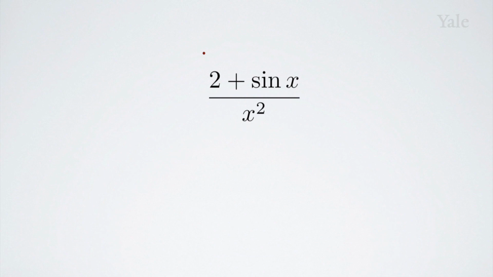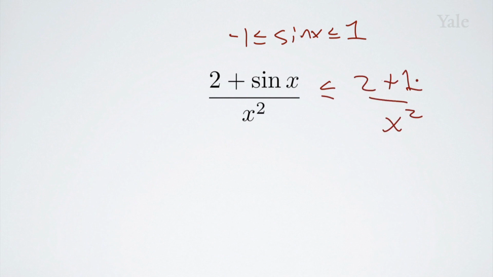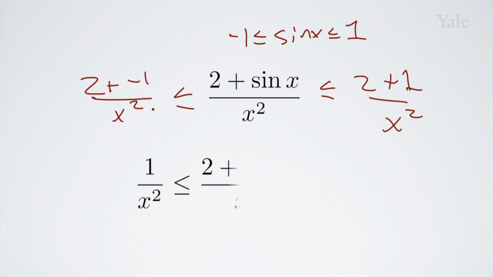So let's do that. If we look at 2 plus sine x, we can take advantage of the fact that sine is always in between -1 and 1. Since that's the case, then we know that 2 plus sine x has to be less than or equal to 2 plus 1, and we have an x squared on the bottom. And 2 plus sine x must be bigger than or equal to 2 plus -1 over x squared. If we rewrite this, then of course we get 1 over x squared less than or equal to 2 plus sine x over x squared less than or equal to 3 over x squared.